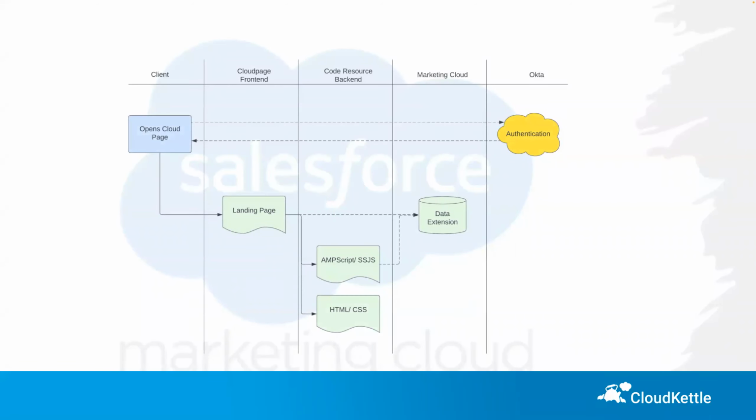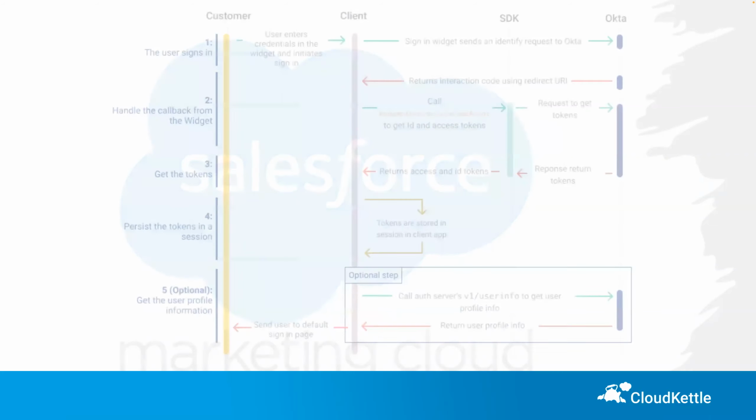Now, typically what happens is after this authentication is implemented, when you open your cloud page, it would basically contact Okta trying to authenticate the user. And once it is authenticated, it will come back to the landing page and load all the logic and talk to your data extension and whatever you have written. So if it is a dashboard, it will pull up the data for the dashboard.